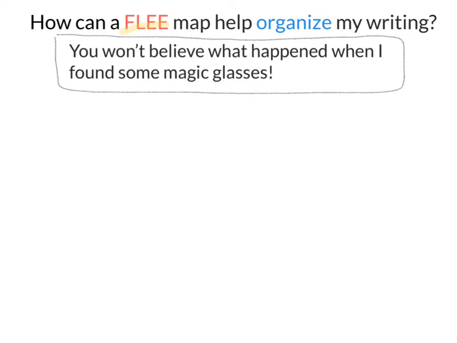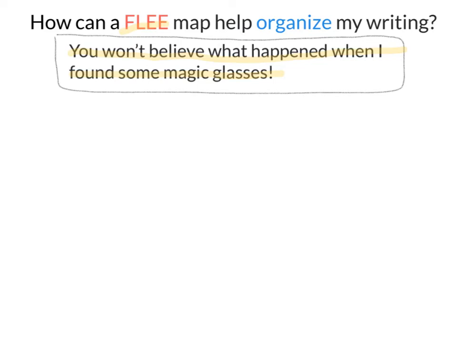And because they're magic glasses, it would make sense to me that it would be an exciting introduction. Something like, "You won't believe what happened when I found some magic glasses." If they were just normal glasses, then it might be something like, "I found these glasses, but they were lame." But that wouldn't make sense here because these are magic glasses, so your introduction wants to be exciting.